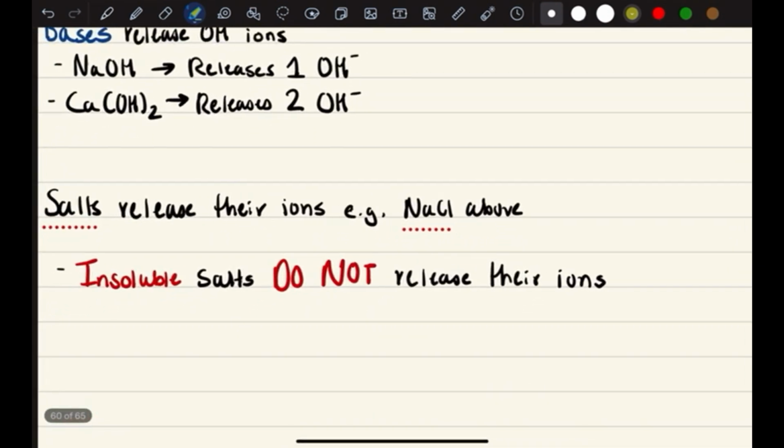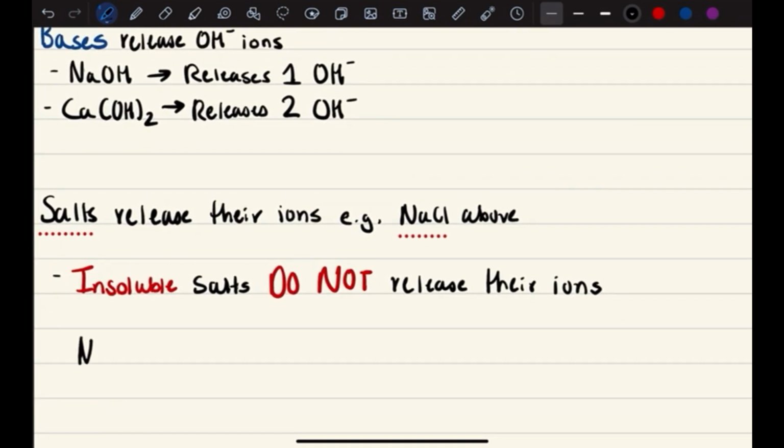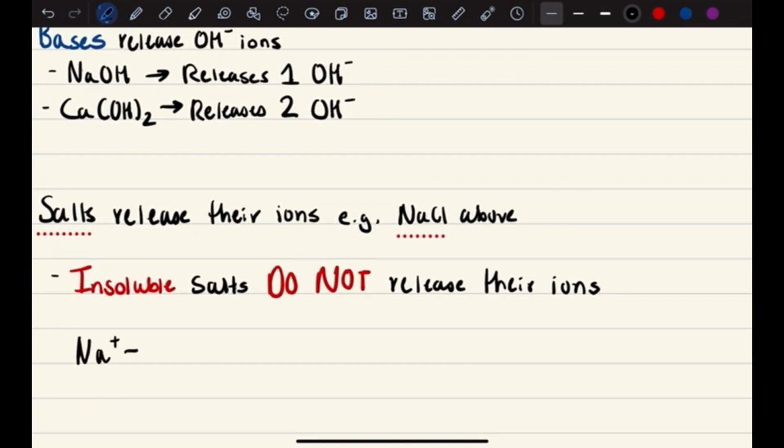And salts will release their ions too. For example, sodium chloride, if we just draw it out: NaCl aqueous goes to Na+ aqueous plus Cl minus, also aqueous. So that's going to split into its ions.